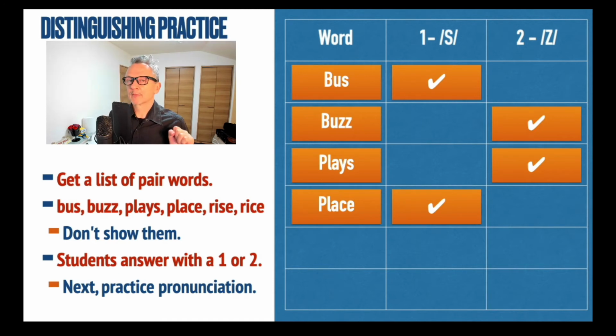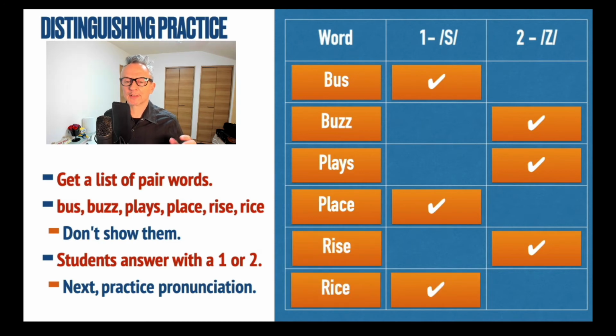Next two, rise. 1 or 2. Correct, it's a 2, right? And then lastly, rice. 1 or 2. And it's a 1. And so then we can show the words and they can see how that works. We could also then practice saying them. This is very much focusing on the language, but it's a good way of helping students first distinguish and then say these words.